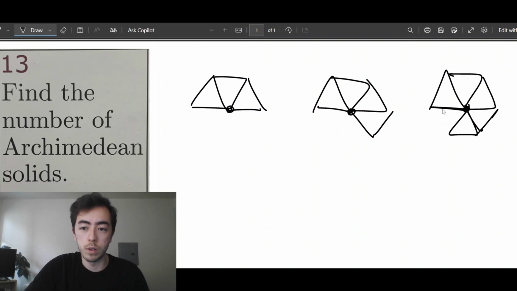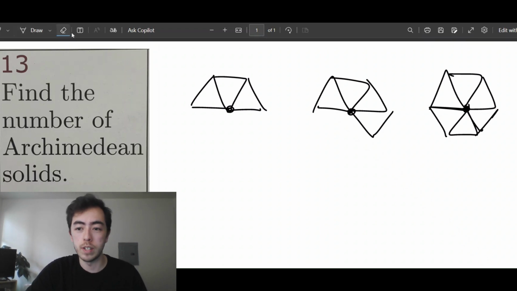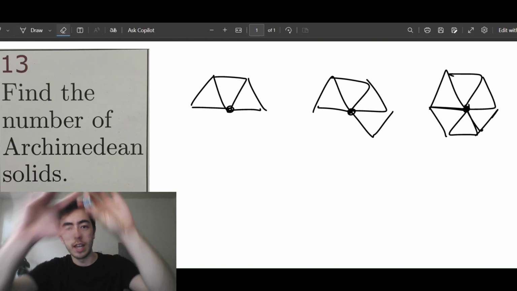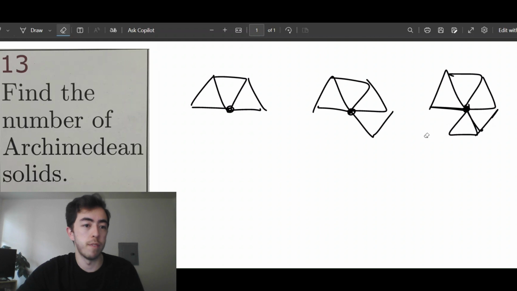The next thing that you could try is 6 triangles all together. But as you can see, this is a totally functional two-dimensional shape. If you tile 6 equilateral triangles all around the same vertex, you're going to get a flat plane. So there's no way for us to create a rounded convex shape out of 6 triangles, and so we have to stop at 5.